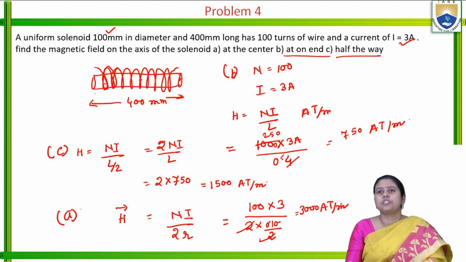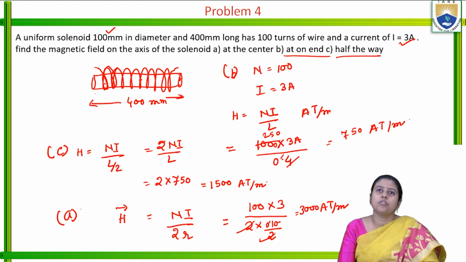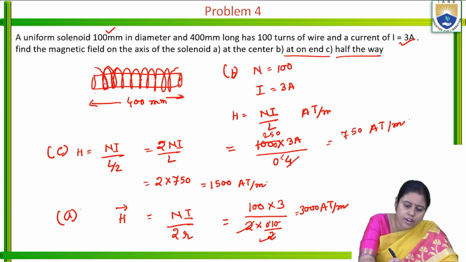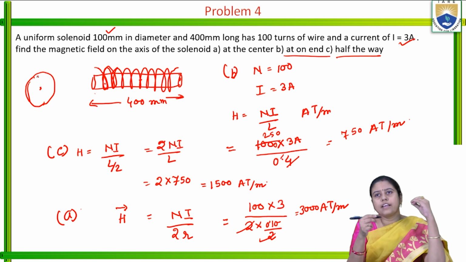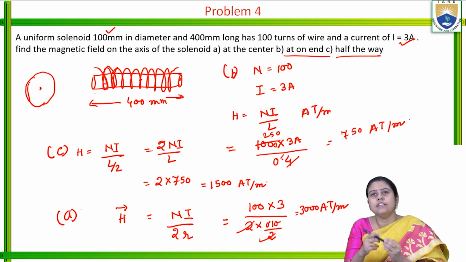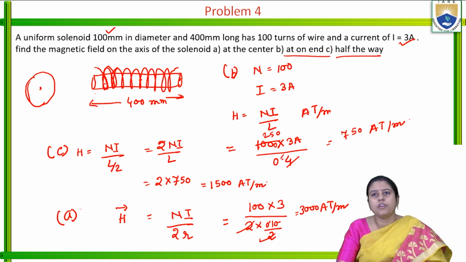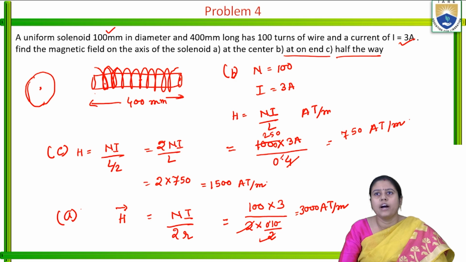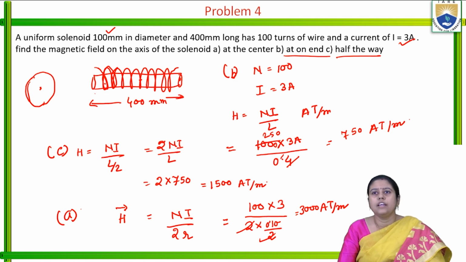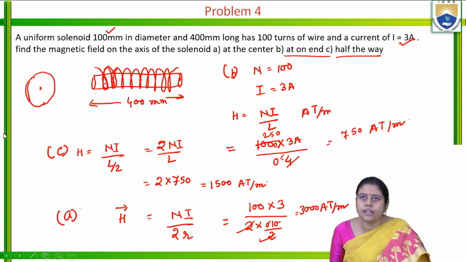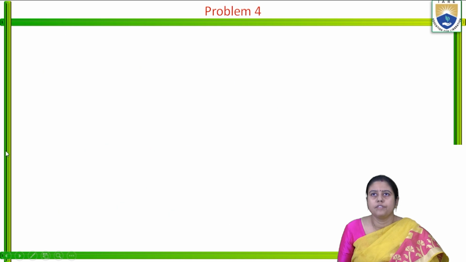So this is our question number A. Center means if we see the top front view of a solenoid, we will get a circle. So at the center of the circle there are 100 turns. How much is the field intensity? The formula is Ni by 2R, equal to 100 into 3 by 2 into 0.1 by 2. So we have completed problem number 4.